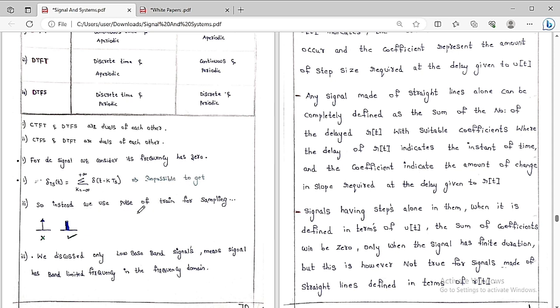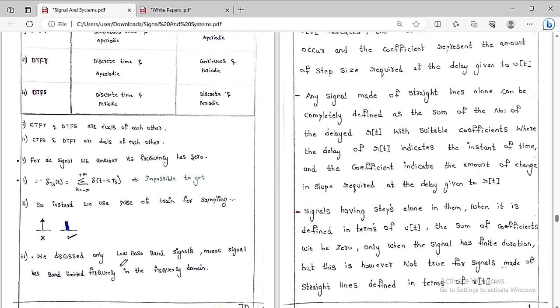So instead, we use a pulse train for sampling. This is the ideal case, and the ideal case is not possible. Ideal impulse, we cannot get it. So instead of that, we take small pulses, rectangular pulses, like a pulse train. Practically, we are going to consider this. Ideally, we have learned the concept with the help of the impulse train, but practically we are going to use the pulse train for sampling.